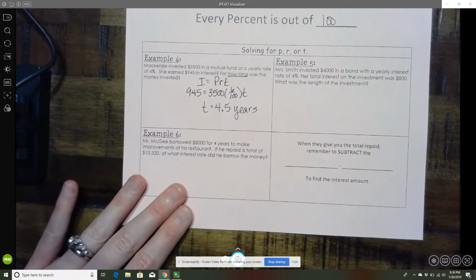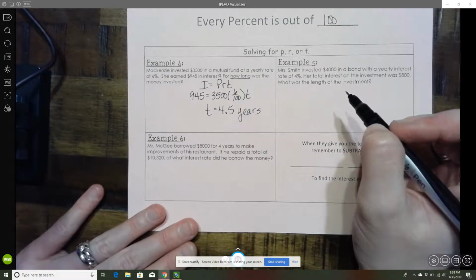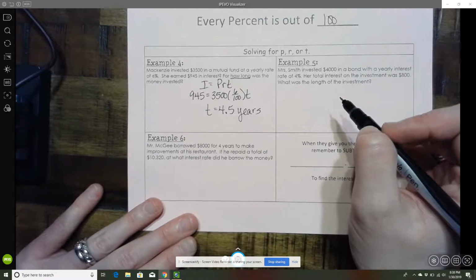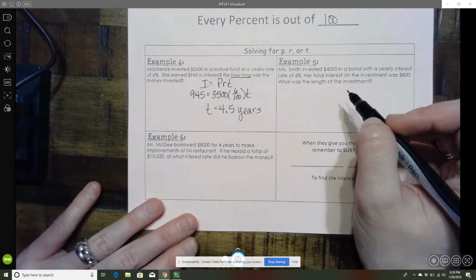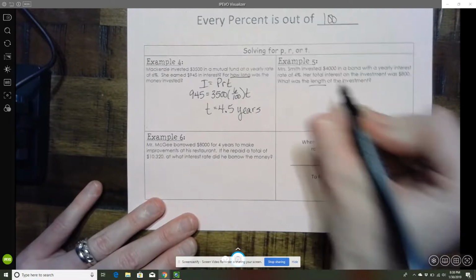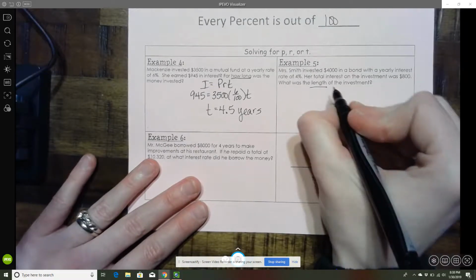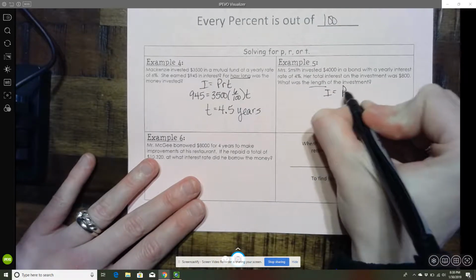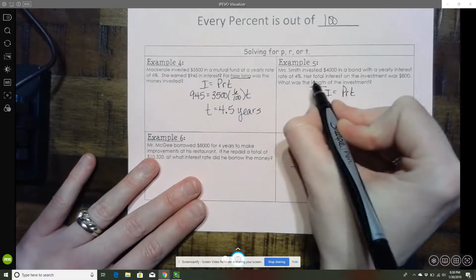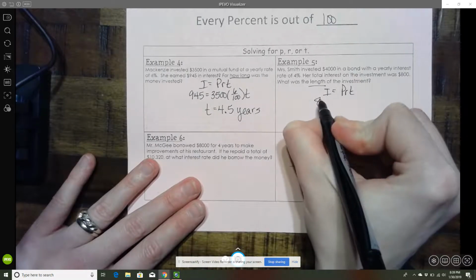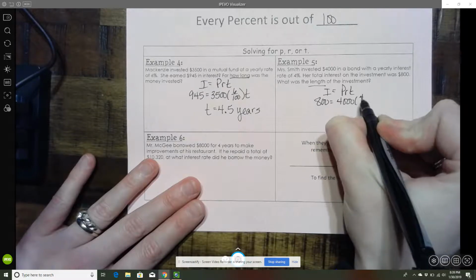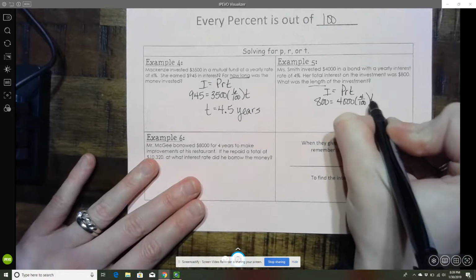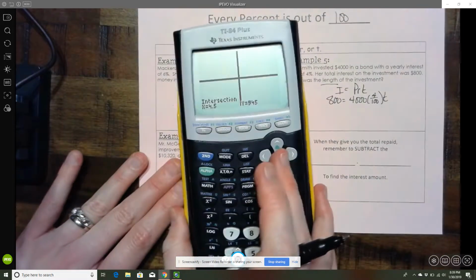All right, Mrs. Smith invested $4,000 in a bond with a yearly interest rate of 4%. Her total interest on the investment was $800. What was the length of the investment? So again, here I'm going to try to find the time. So the interest was $800. The principal was $4,000. The rate was 4%, and we are looking for the time.